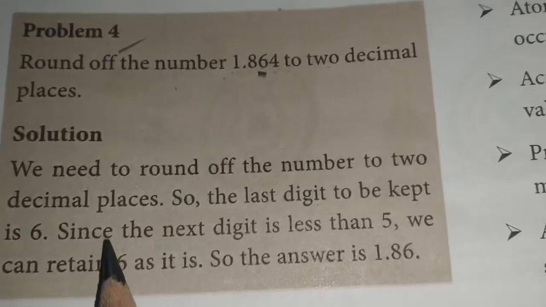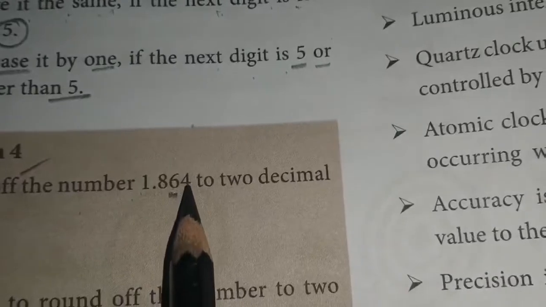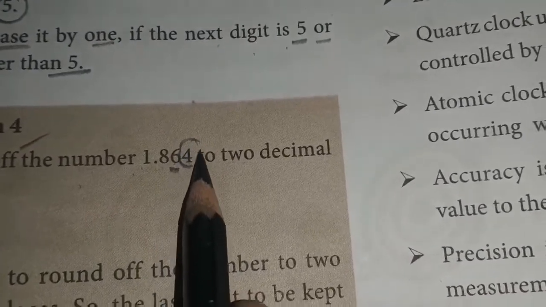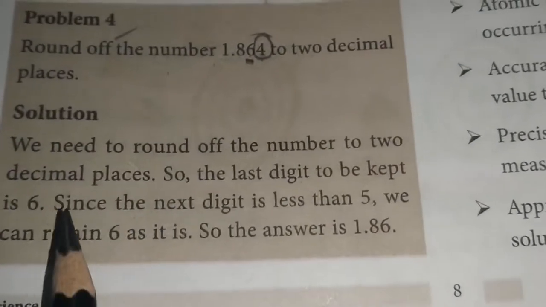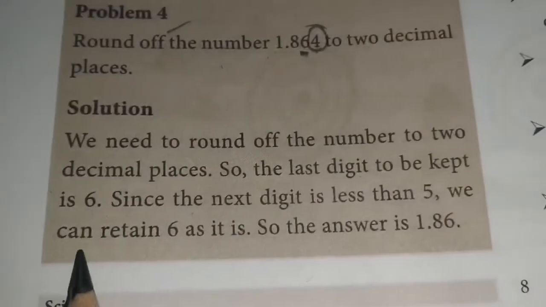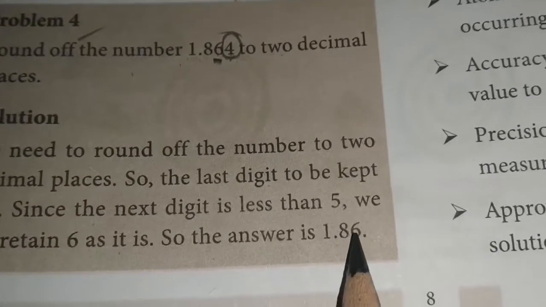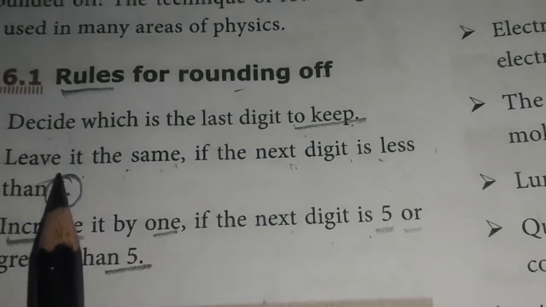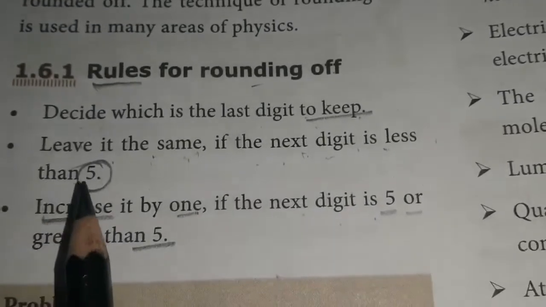And then since the next digit is less than 5, see here, next digit is less than 5. What is here? Number 4. So we can retain 6 as it is. So the answer is 1.86, because here what is the second rule? Leave it the same if the next digit is less than 5.